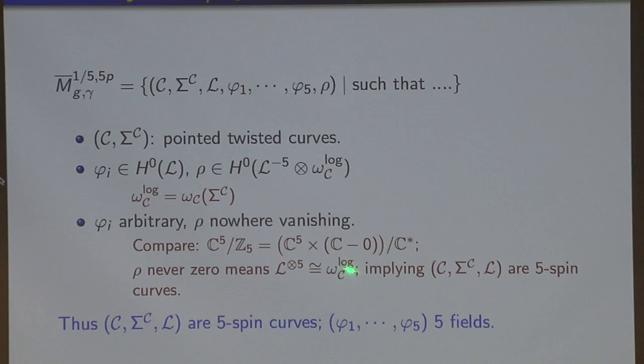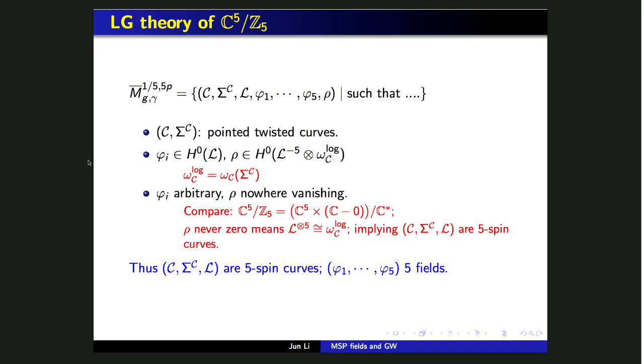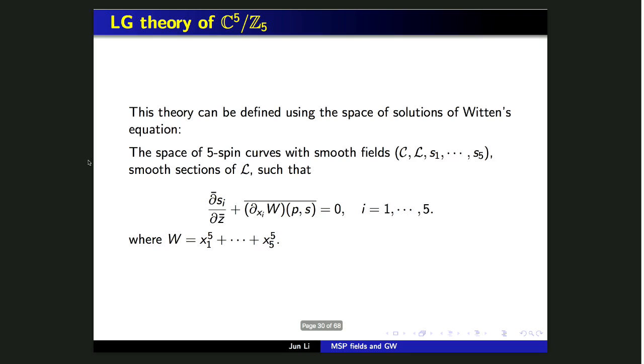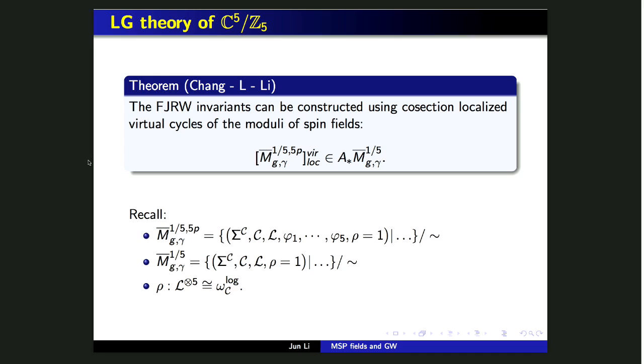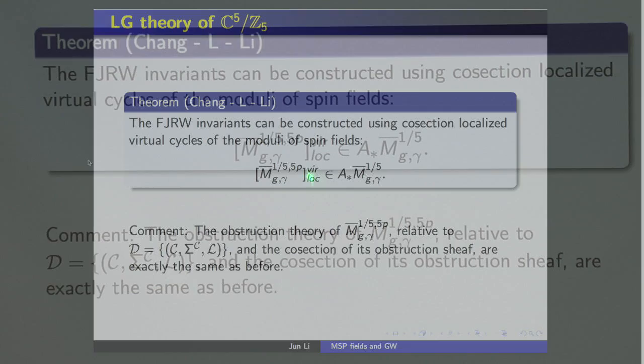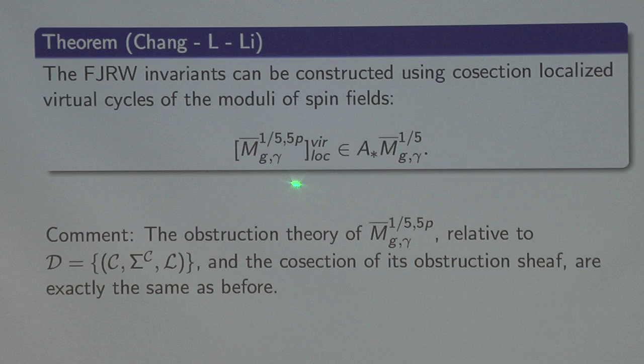So that's the spin curve, right? L to the power 5 equals the canonical line bundle. So the spin curve shows up. This also originally comes from physicists, by looking at a quotient like this. And then we have to do the cosection: we construct a cosection of the obstruction sheaf, and so on, and in the end we get a virtual cycle. Again, because it has fields in it, the moduli space is usually non-compact, but nevertheless we get a properly supported virtual cycle. And this is the moduli space, the spin curve moduli space. No fields here, there are no fields. So this is proper. This is compact.